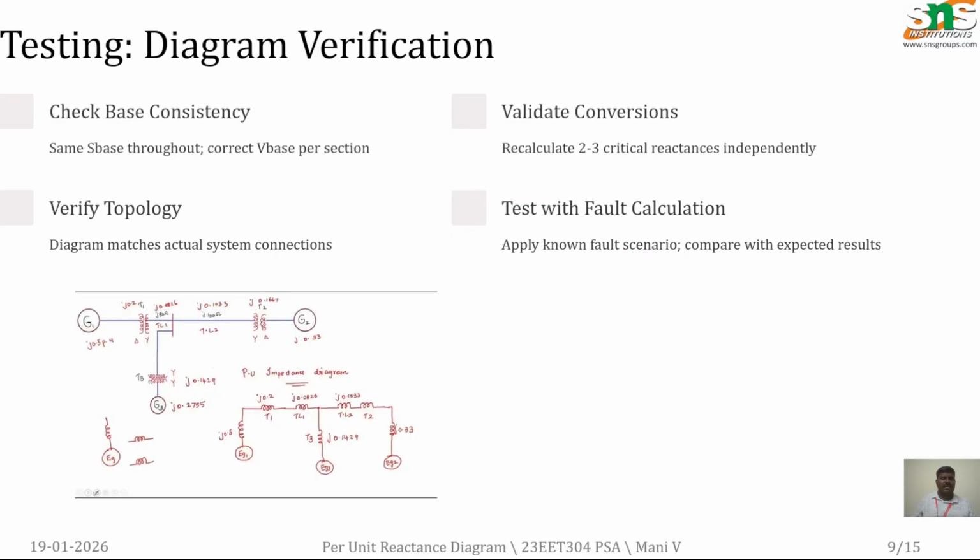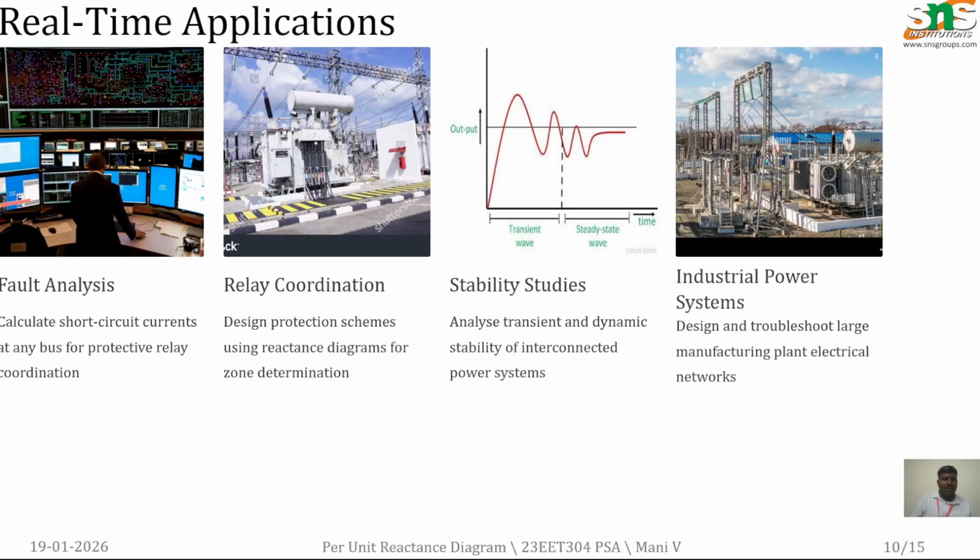So this is the testing stage. We have to check the base value consistently, validate the conversion from the percentage into per unit value, verify the topology, and test it with the fault calculation of either symmetrical or unsymmetrical faults. So these are the real-time applications. It can be used for fault analysis, relay coordination, stability analysis, and industrial power systems.